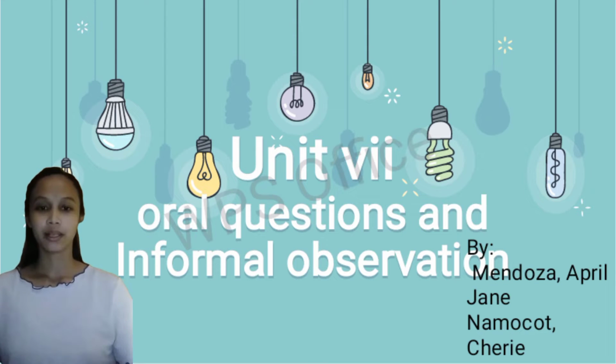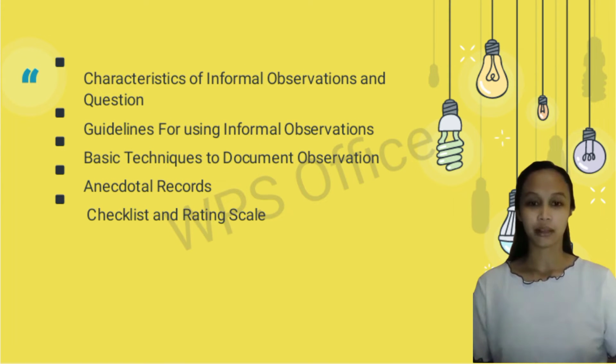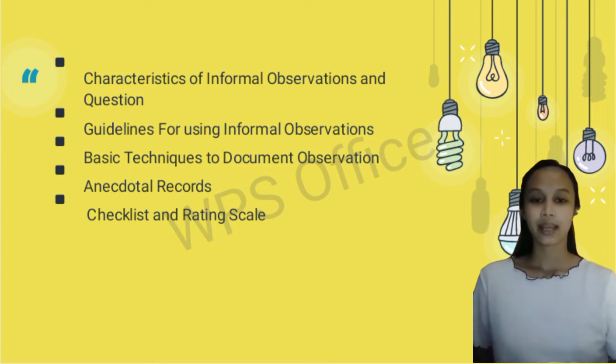Good morning, everyone. This morning we'll be discussing Unit 7, which is oral questions and informal observation. Our topic comprises the following: characteristics of informal observation and questions, guidelines for using informal observations, basic techniques to document observations, anecdotal records, and lastly, checklist and rating scale.